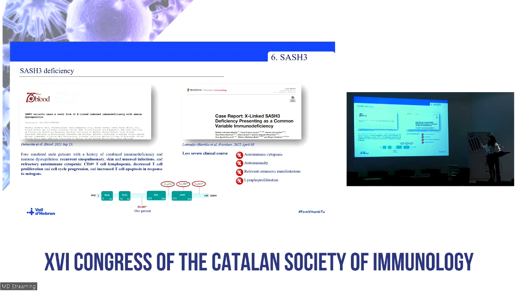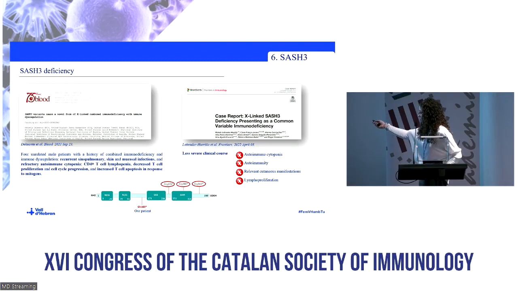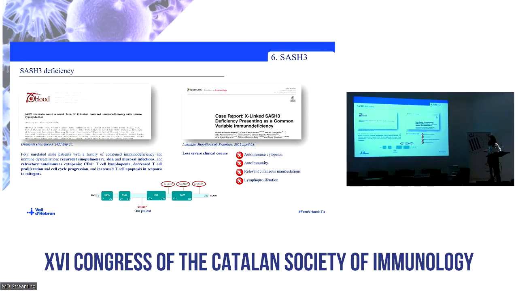This here is the study which described SASH3 deficiency as a novel X-linked combined immunodeficiency with immune dysregulation. They report 4 unrelated male patients with a history of combined immunodeficiency with immune dysregulation, manifesting as recurrent sinopulmonary, skin and mucosal infection, refractory autoimmune cytopenias, CD4 lymphopenia, decreased T-cell proliferation and cell cycle progression, and increased T-cell apoptosis in response to mitogens. These 3 are the variants reported in this paper.